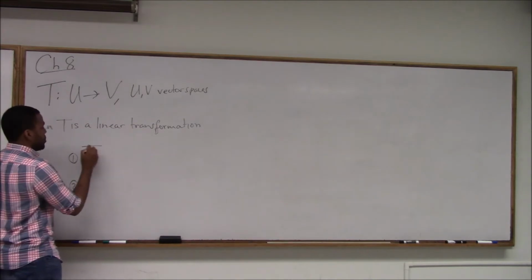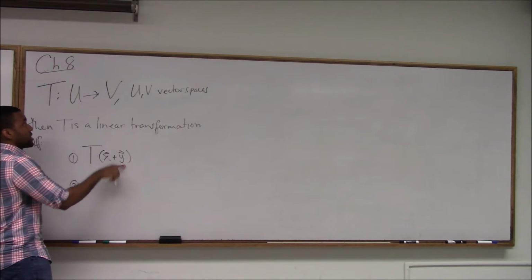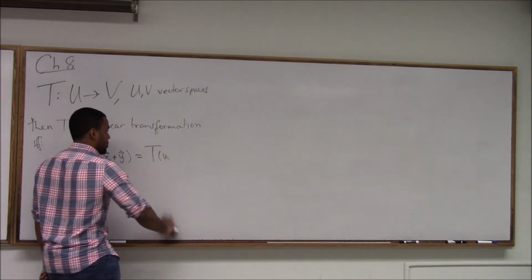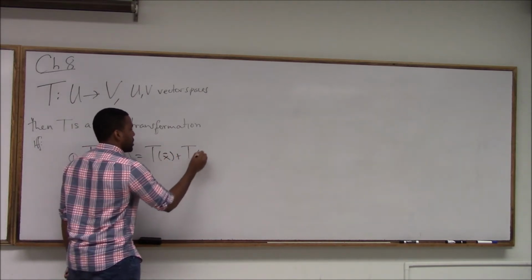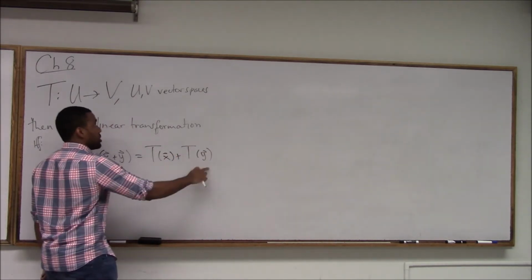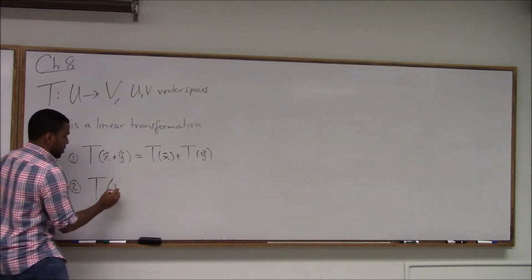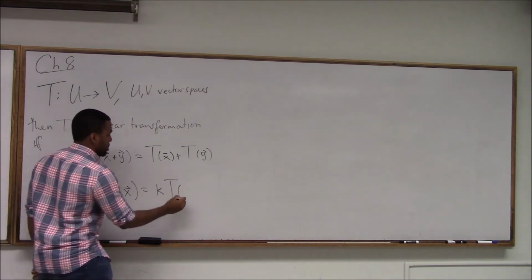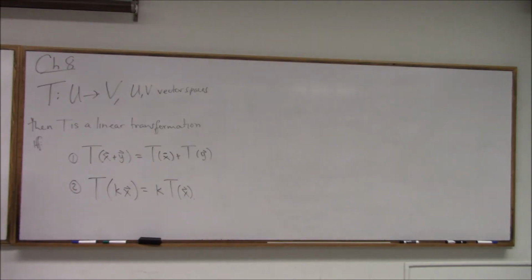That means if you take T of x plus y, where x and y are vectors in U, then the output should be T of x plus T of y, where T of x and T of y are elements in V. As well as if I take T of a scalar times x, this is just the scalar times T of x. So that makes it a linear transformation between vector spaces.